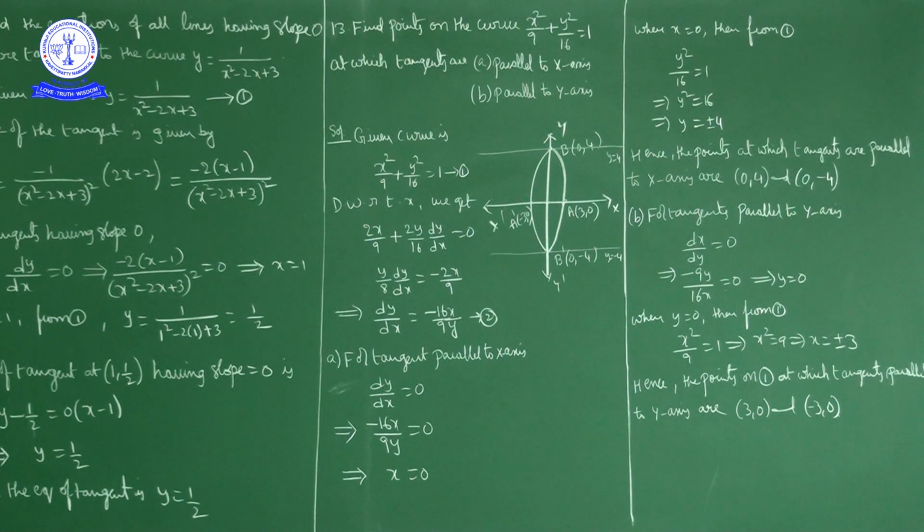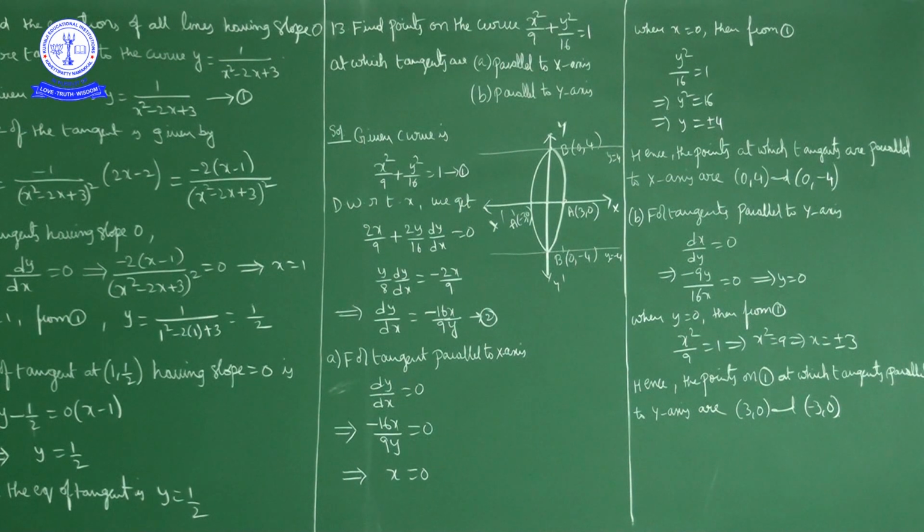Okay. Now, first one, tangent parallel to x-axis. For tangents parallel to x-axis, dy by dx is equal to 0. Okay. Now, equating dy by dx is equal to 0, so what we have, minus 16x upon 9y is equal to 0. Okay. So, this gives x is equal to 0.